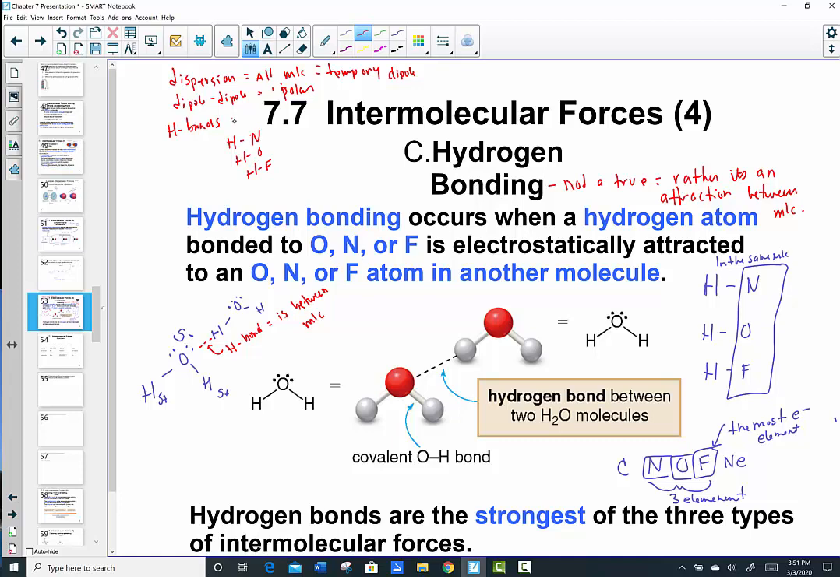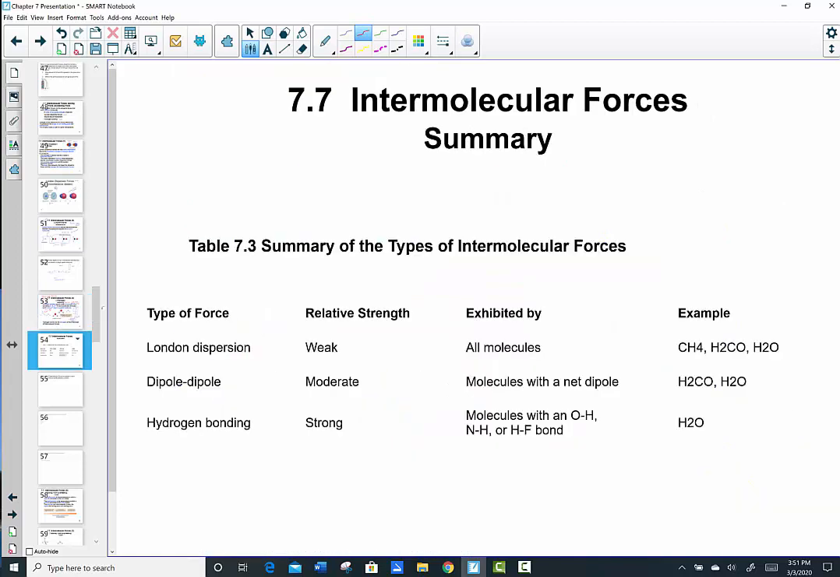So it's polar, but it also contains one of those three special bonds, and that's the strongest interaction of all, based on the electronegativity difference of those N, O, or F atoms. And this is a nice chart to clarify what we just wrote. London dispersion forces are very weak. They're exhibited by all molecules. An example, well, any molecule, such as methane.